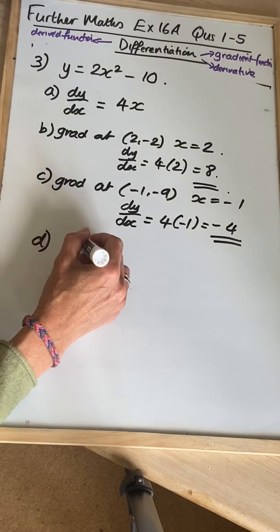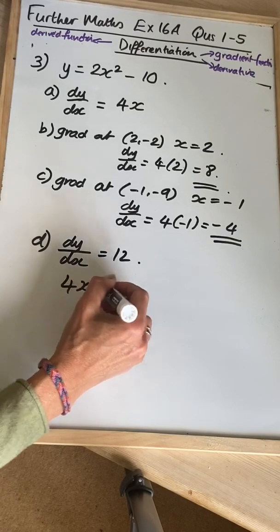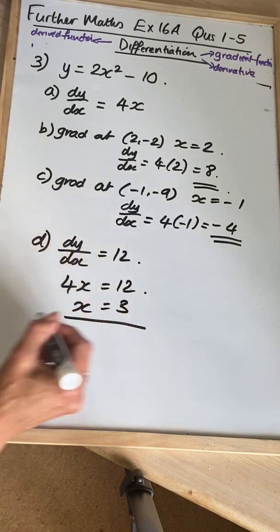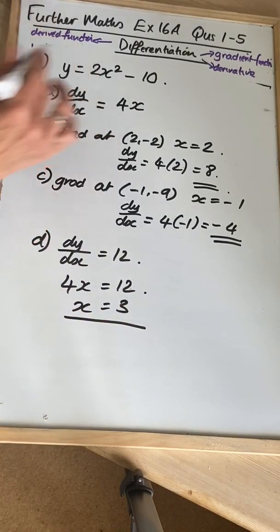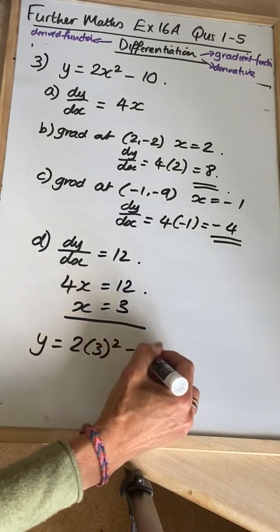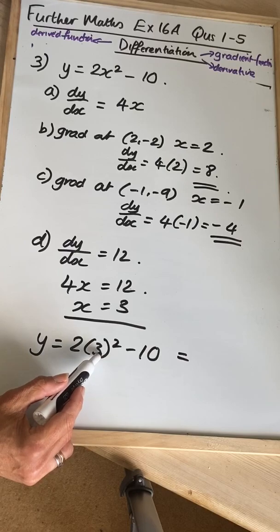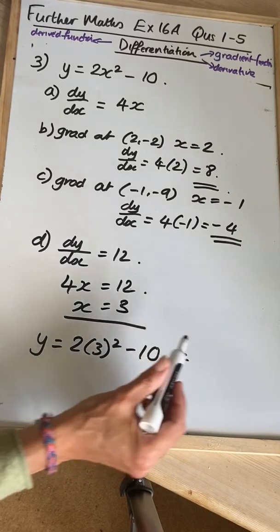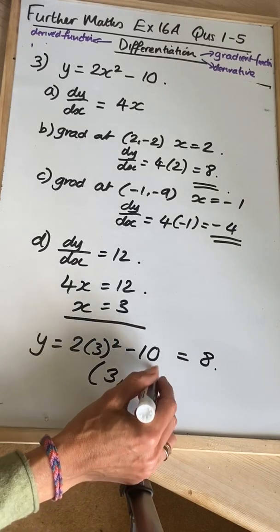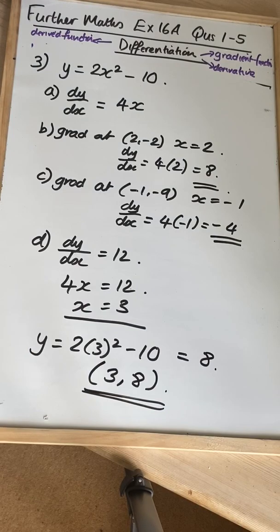Part D, find the point where the gradient is 12. We already know our gradient equals 12, so we can say our gradient function equals 12, x equals 3 at that point. Now we need to substitute x equals 3 back into the original function in order to calculate our y coordinate. 2 times 3 squared is 18 minus 10, that equals 8. So our coordinate at which the gradient is 12 is the coordinate 3, 8.